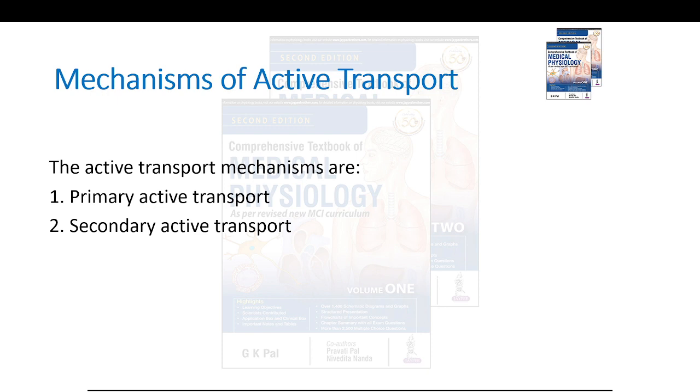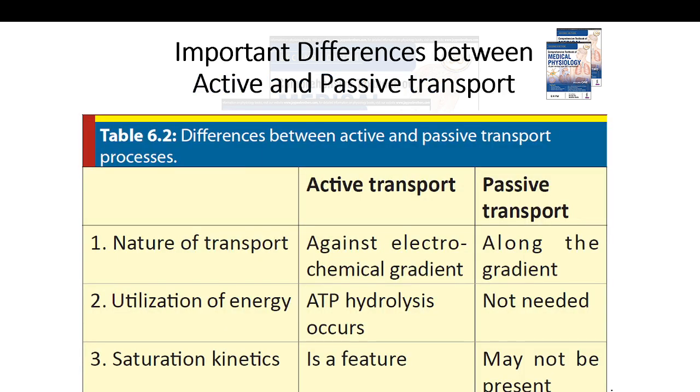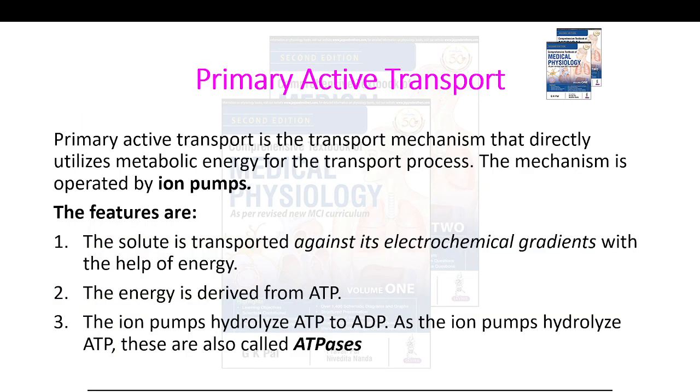So we can broadly classify active transport into primary active transport and secondary active transport. These are the broad differences between active transport and passive transport. Active transport is against the electrochemical gradient, whereas passive transport is along the gradient. Active transport utilizes hydrolysis of ATP, with no need of ATP in passive transport. Saturation kinetics is a feature that may not be present in passive transport.